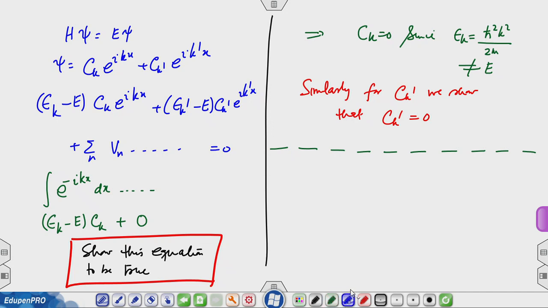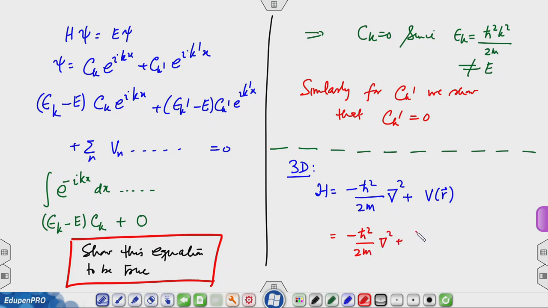So, let me take in 3D, these are all arguments. Now, I am going to do rigorous mathematics. H equals minus h cross square over 2 m del square plus this periodic V, which is equal to minus h cross square over 2 m del square plus summation n V n e raised to I n G, where G is the smallest reciprocal space vector. So, this is all kind of symbolic.